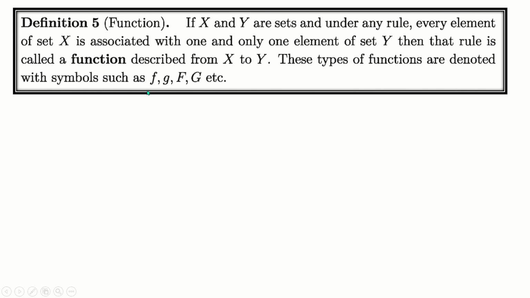Now, the definition of a function. I have also explained this. Again I will repeat: if x and y are two sets, and under any rule every element of the set x is associated with one and only one element of set y, then that rule is called a function described from x to y. Okay.